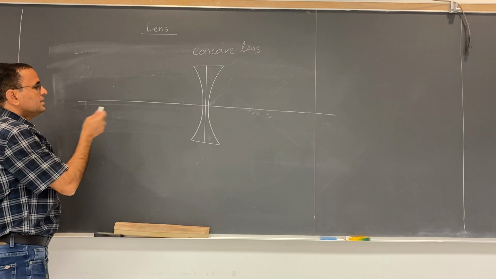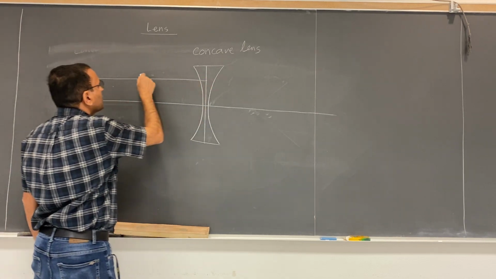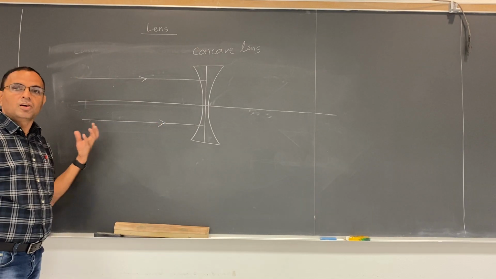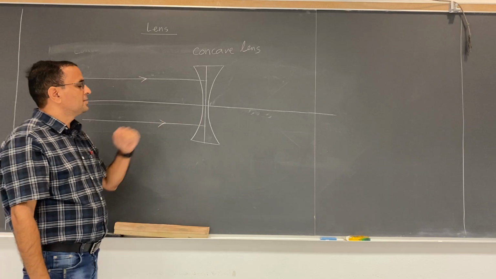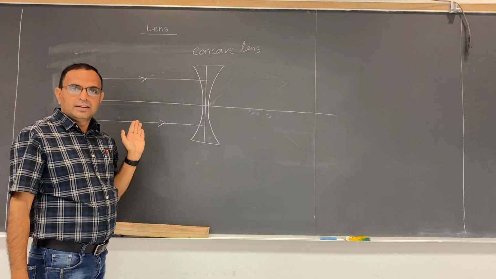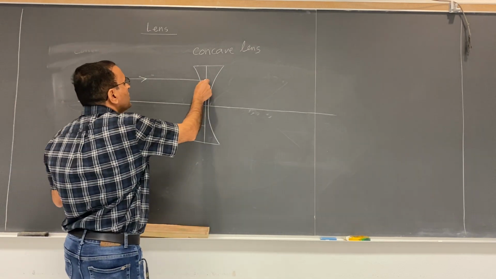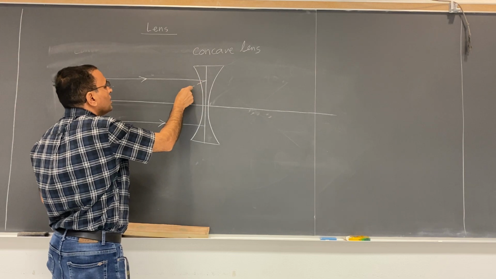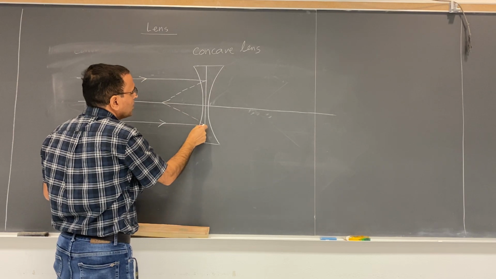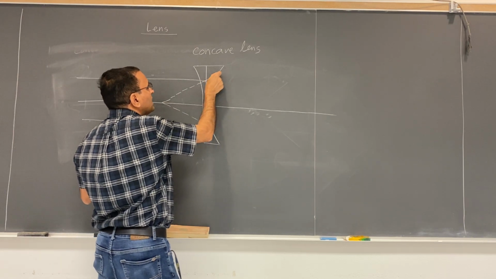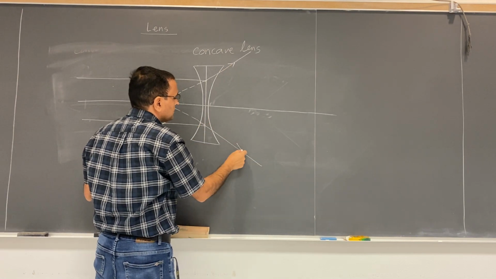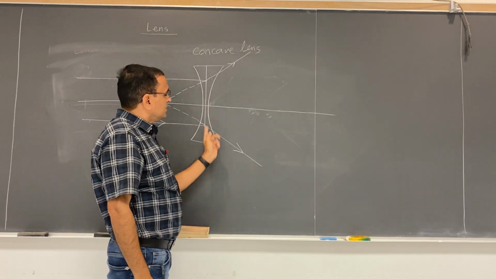And in this case, let us suppose this is a ray of light coming from the object, and the object is really far, we can say at infinity. Now what happens here? Of course, the light passes through this lens. But in this case, the ray of light goes like this, and it goes like this. This is a refracted ray, this is also a refracted ray.